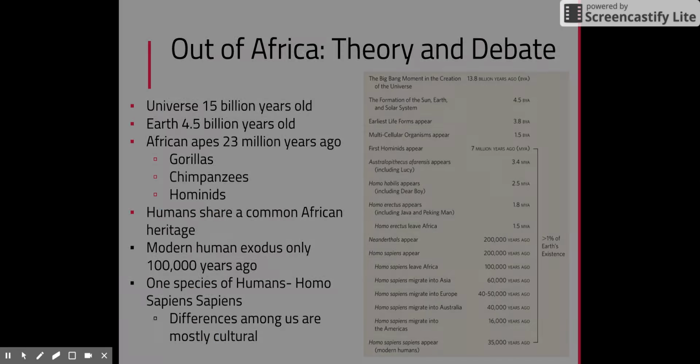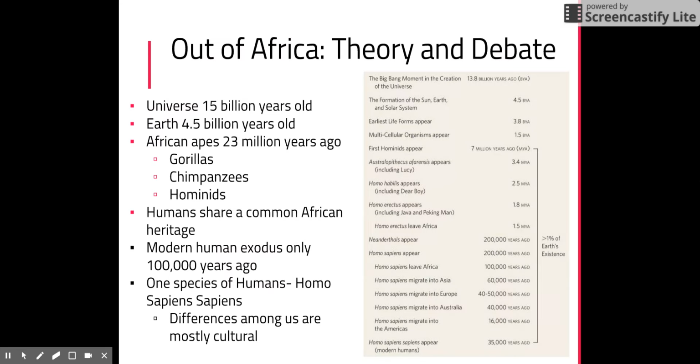at human evolution. So the first thing you need to know is that Homo sapiens, or humans, appeared in Africa about 200,000 years ago. And so this is a dominant theory about human evolution today. If you take a look at the PowerPoint, it gives you some approximate dates in which scientists believe the universe and the Earth were created.